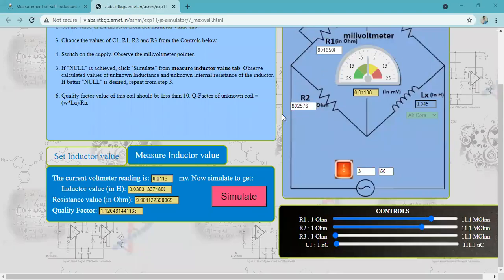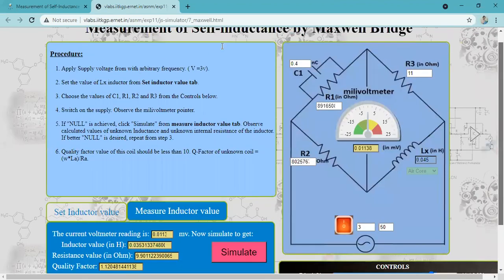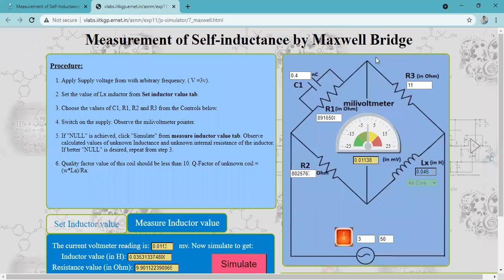Okay, now let's see here. This is the virtual platform for measurement of self-inductance by Maxwell's bridge, which I will repeat. On the right hand side, you can see the circuit diagram with all parameters existing in the four arms. In one arm, you have C1 and R1 connected in parallel to each other, then R3, R2, and LX. You have to set different values for C1, R1, R3, R2, but LX is fixed here.